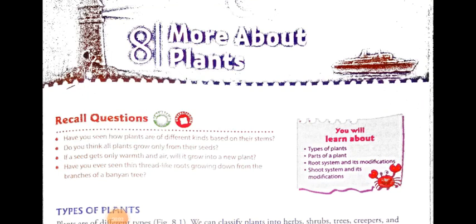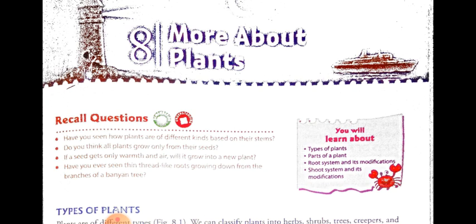Good morning, students. In the previous classes we were learning about our chapter number 8, more about plants, and in that we have completed the types of plant and the parts of plant. In the parts of plant we were studying the root system and shoot system. So what's the root system? The part of the plant which lies under the ground is known as root system, and the part of the plant which lies above the ground is known as shoot system.